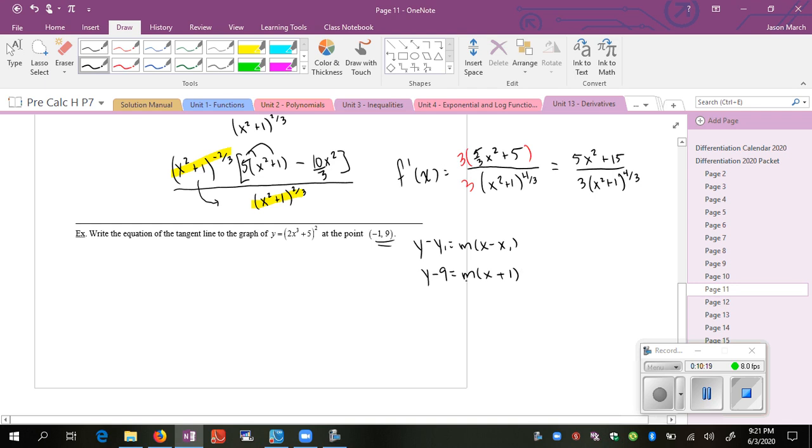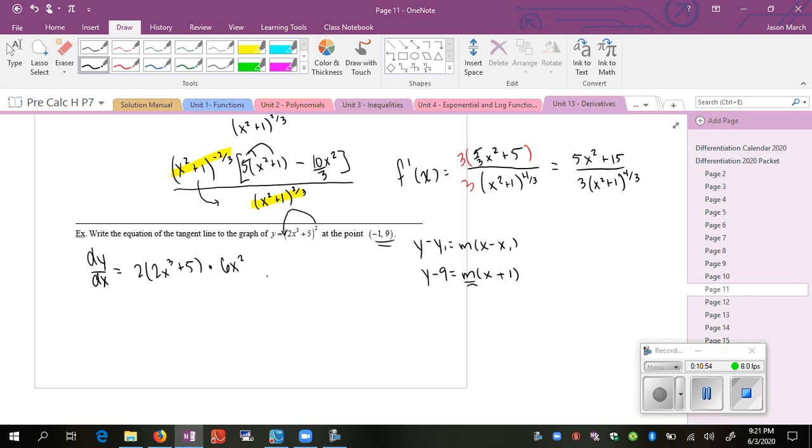We have to figure out what m is. We do that by finding dy dx, or the derivative. So if we take the power rule here, the 2 goes in front. So we get 2 times the parentheses to the first, times the derivative of the inside, which is going to be 6x squared plus 0 for the constant.